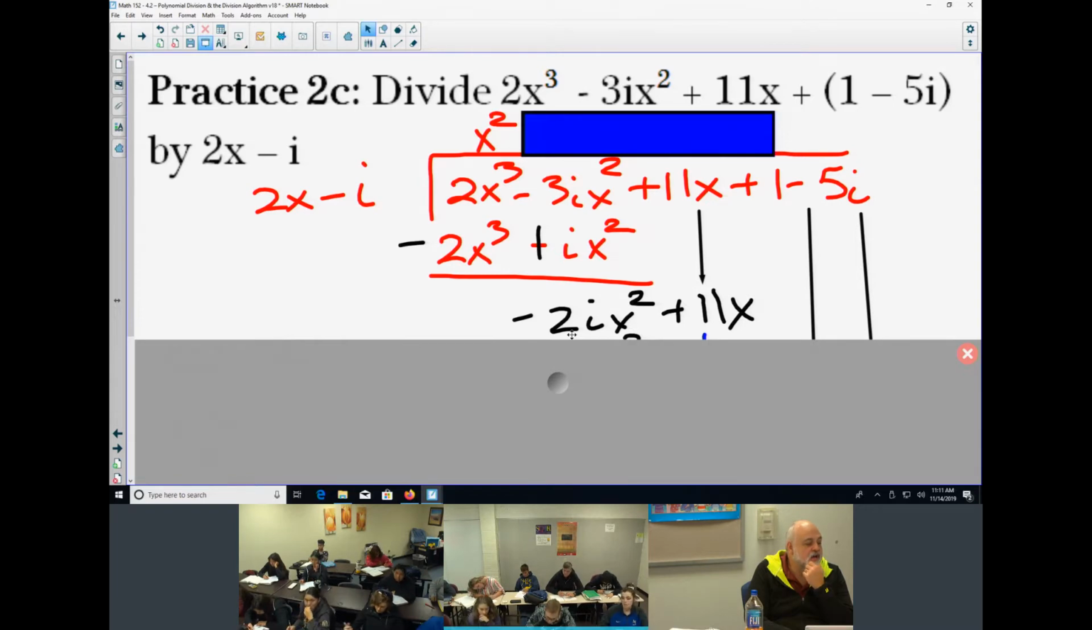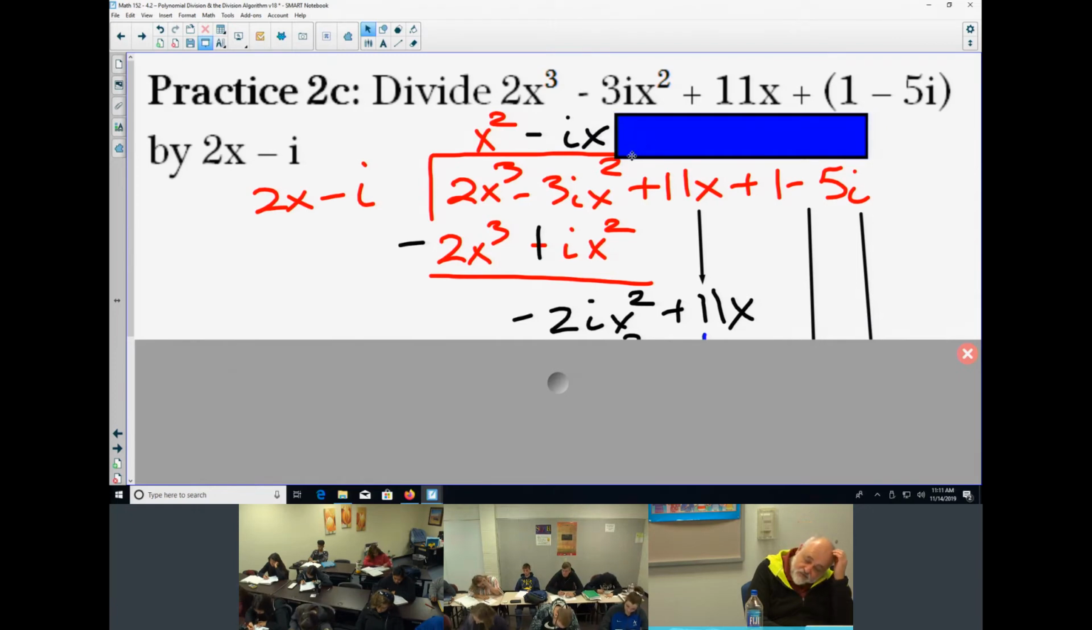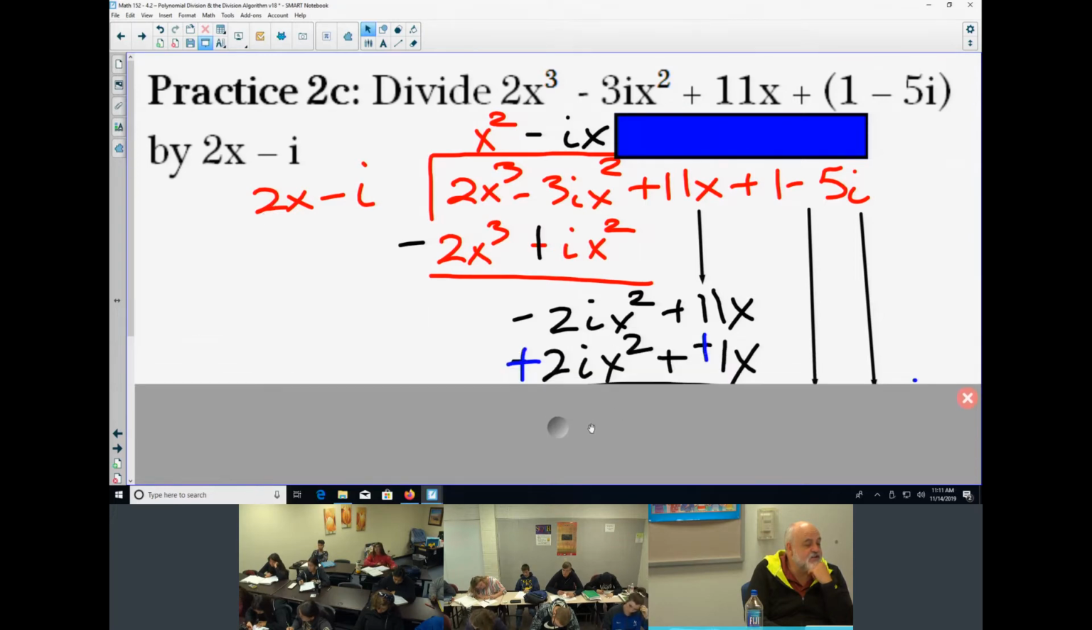Negative ix. Negative ix. So you write that up there on top. So now you're going to multiply. So negative ix times 2x is negative 2ix squared. Negative ix times negative i is positive. And then i squared is negative 1 times x. So it ends up being a negative 1x. But then you got to change the signs. So you change the signs, boom, boom.